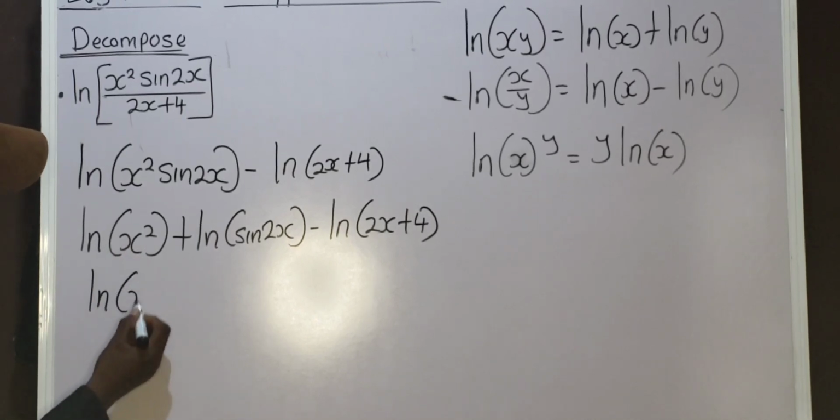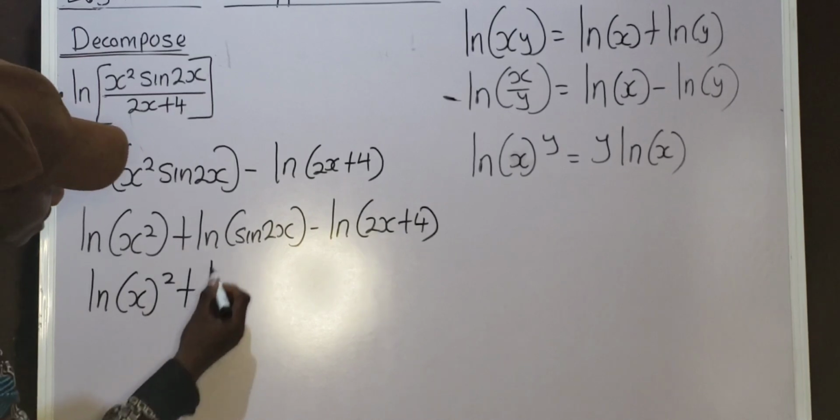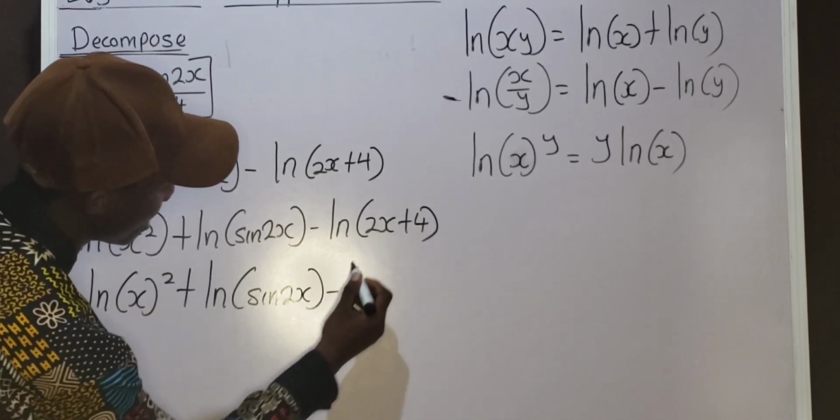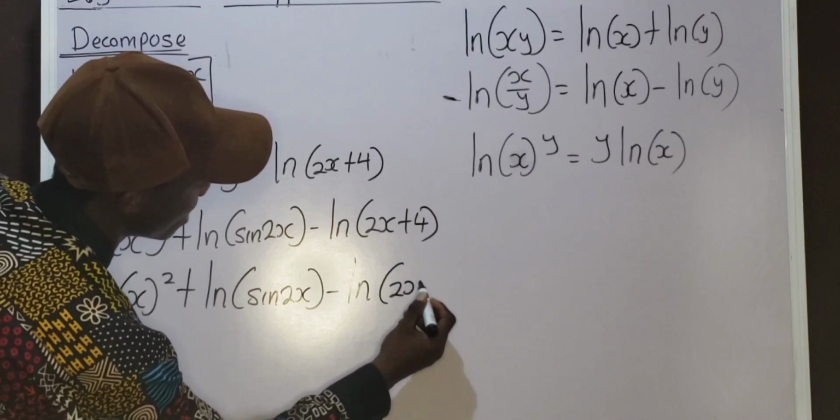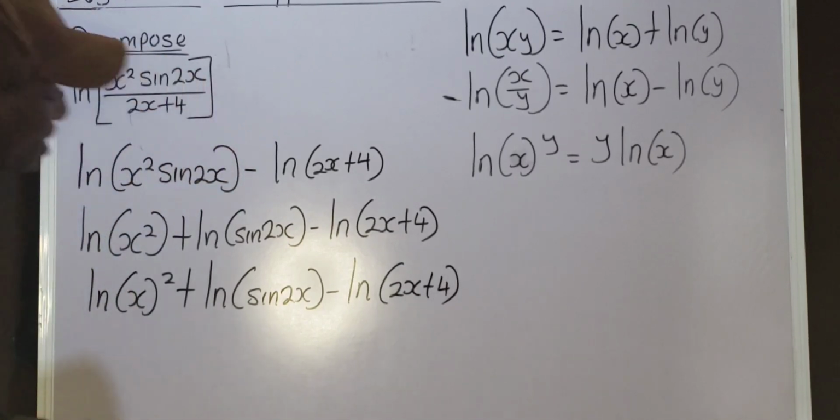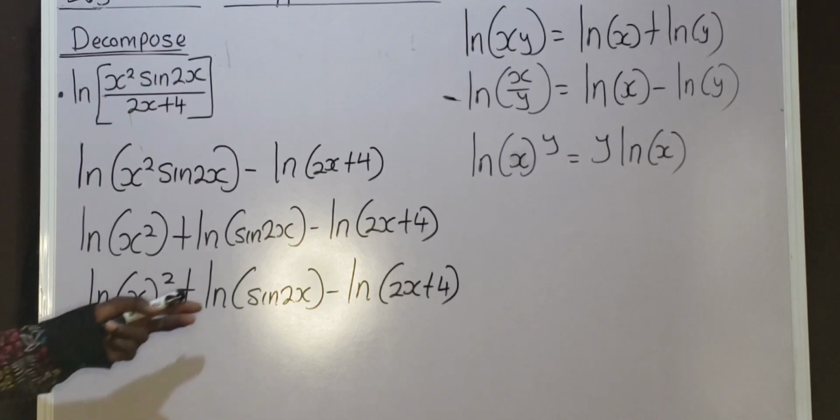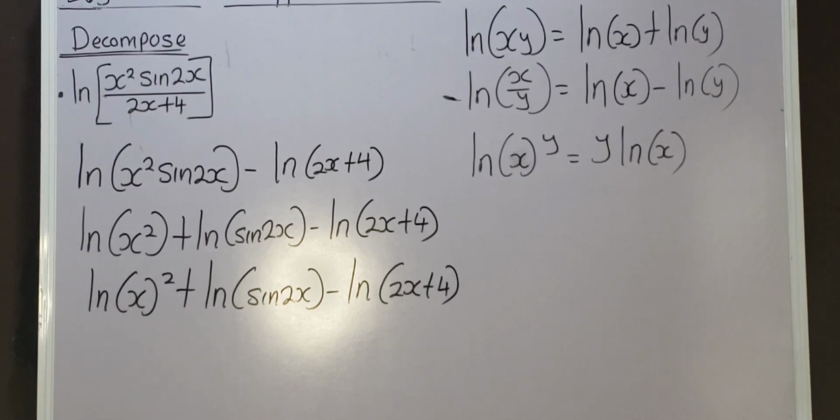ln x raised to the power of 2 plus ln sine 2x minus ln 2x plus 4. So you've seen that I've already reduced the function, so it is very easy to differentiate right now. You understand? Don't worry. As we progress in this topic, I'm going to show you how to differentiate using the logarithmic function.